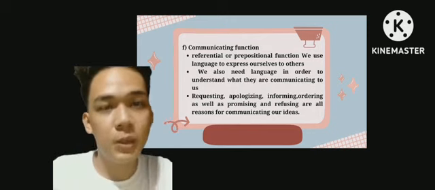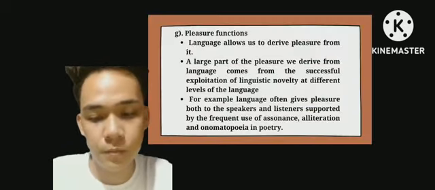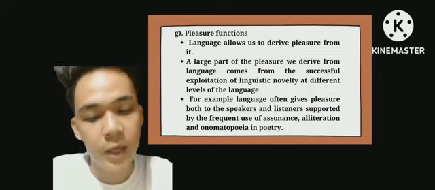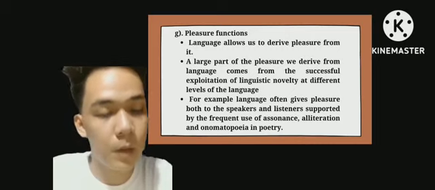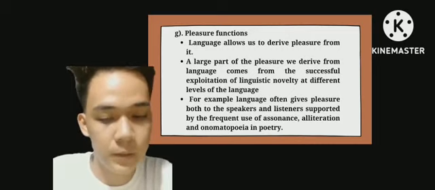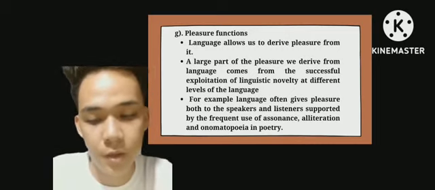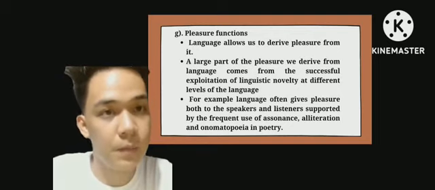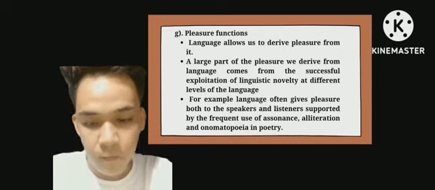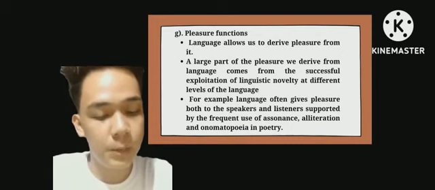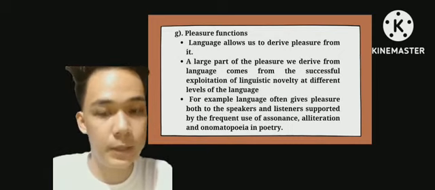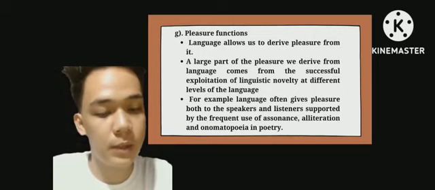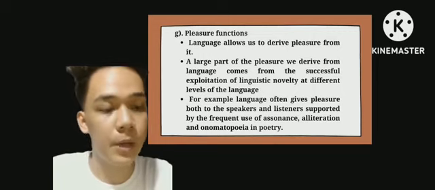The last one will be the one that allows us to derive pleasure from it. A large part of the pleasure we derive from language comes from the successful exploitation of linguistic novelty at different levels of language. For example, language often gives pleasure both to the speaker and listeners, supported by the frequent use of assonance, alliteration, and onomatopoeia in poetry.